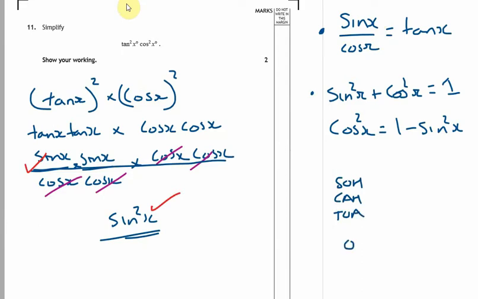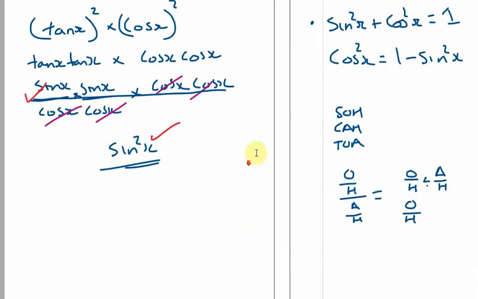So sine x is opposite over hypotenuse. Cos x is adjacent over hypotenuse. And tan x is opposite over adjacent, isn't it? So does that make sense? Well, let's think about it. Opposite over hypotenuse divided by adjacent over hypotenuse. Keep, flip, multiply. So let's do keep o over h, flip h over a, and multiply. H is cancelled, o over a, which is tan.